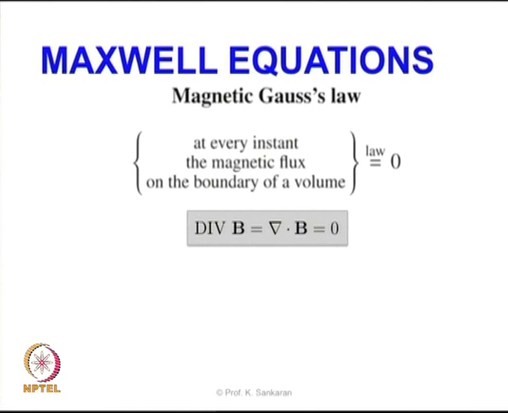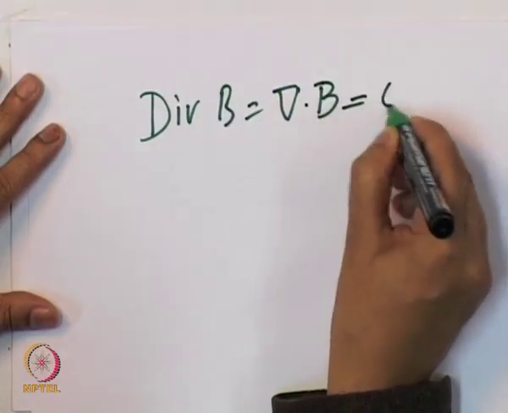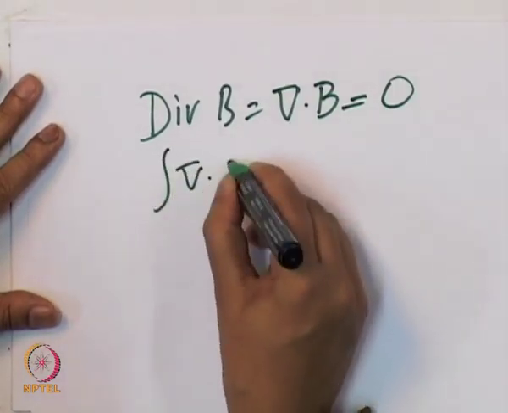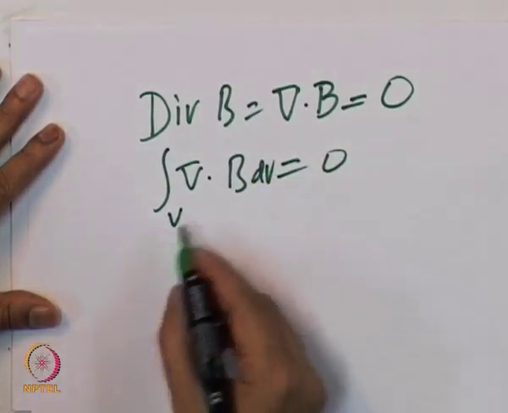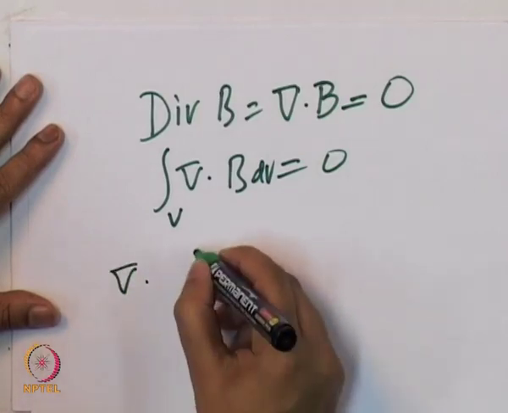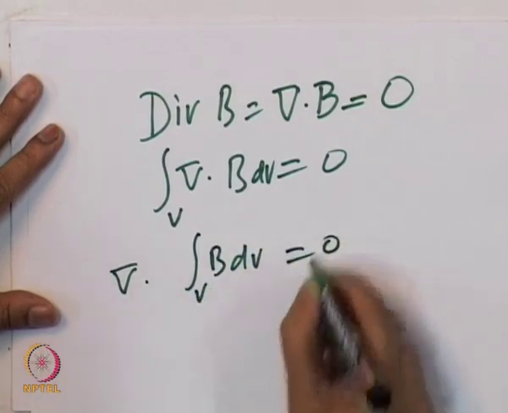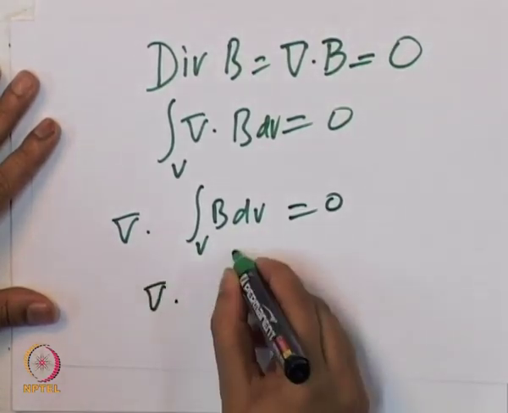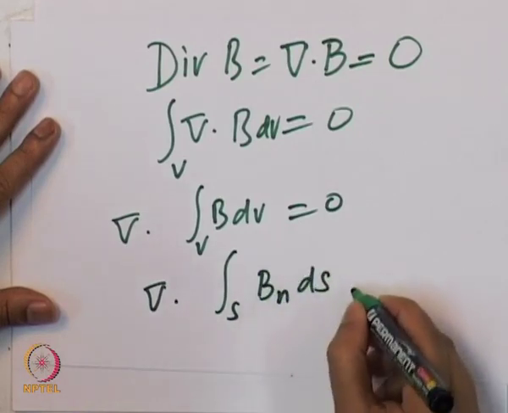We have, like before, the divergence of B. When you do the volume integral on both sides, I am going to take the divergence outside, and then integral of B dV on the volume will be equal to 0. I can change this from a volume integral to a surface integral. The normal component of B on the surface is equal to 0.